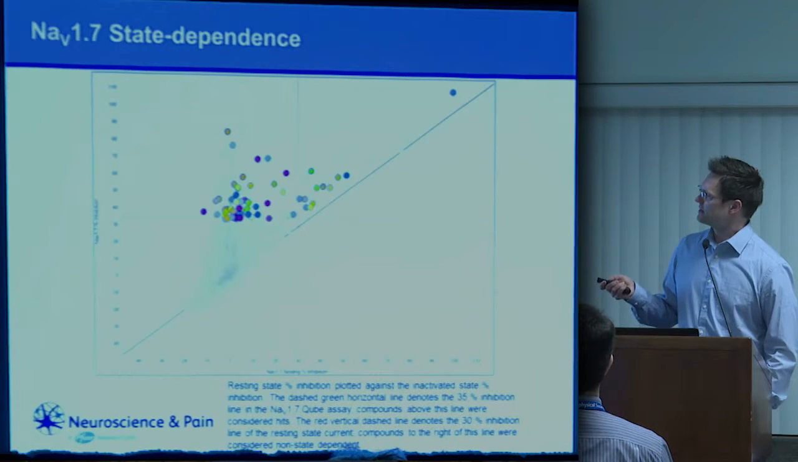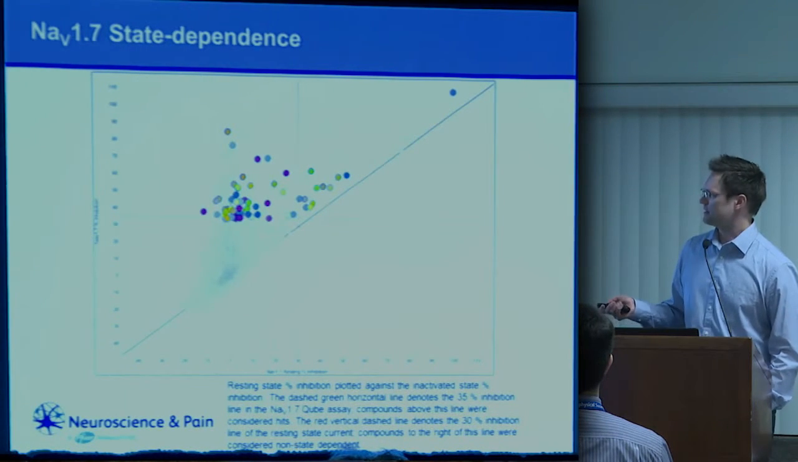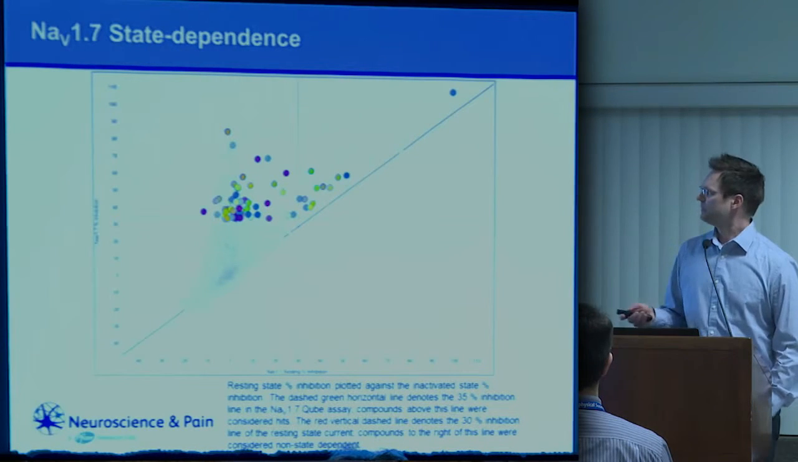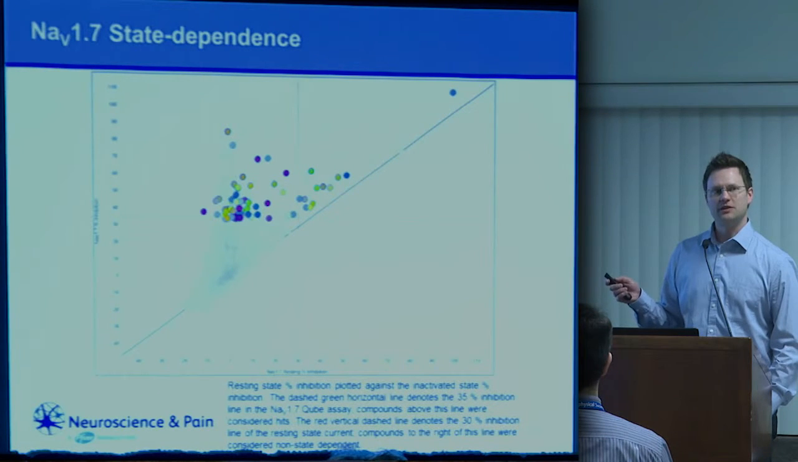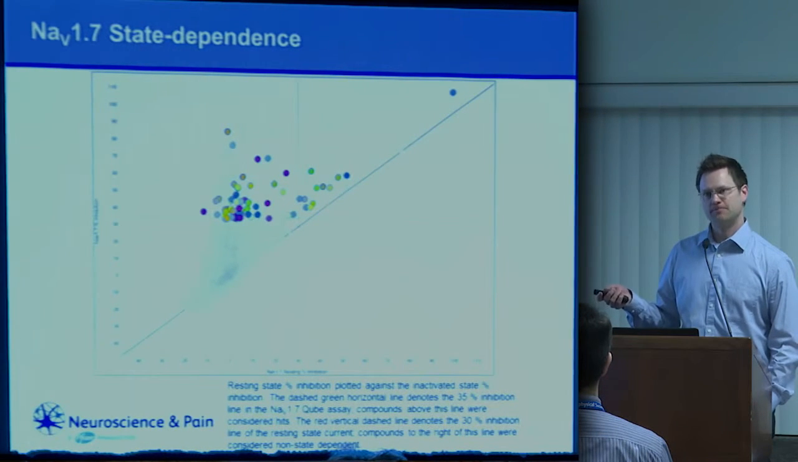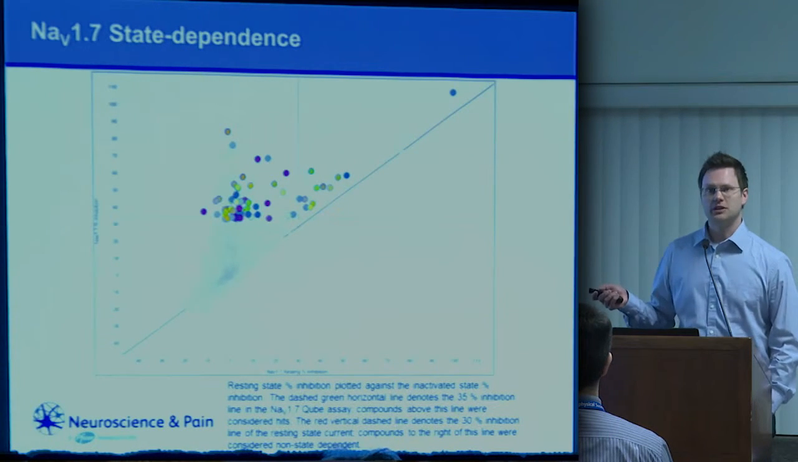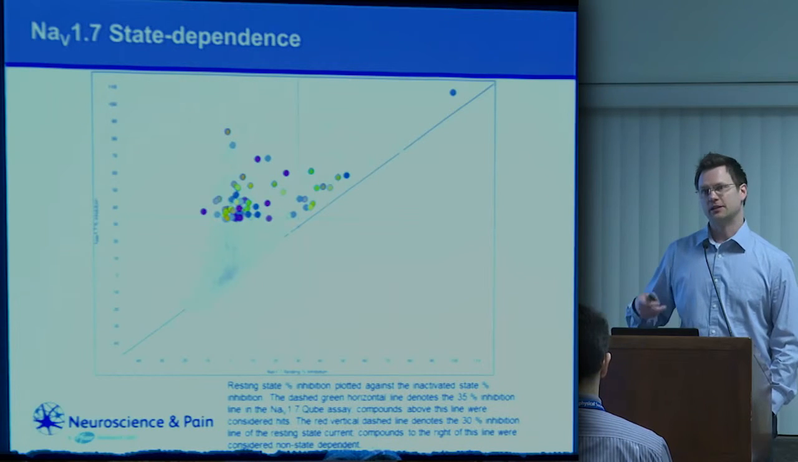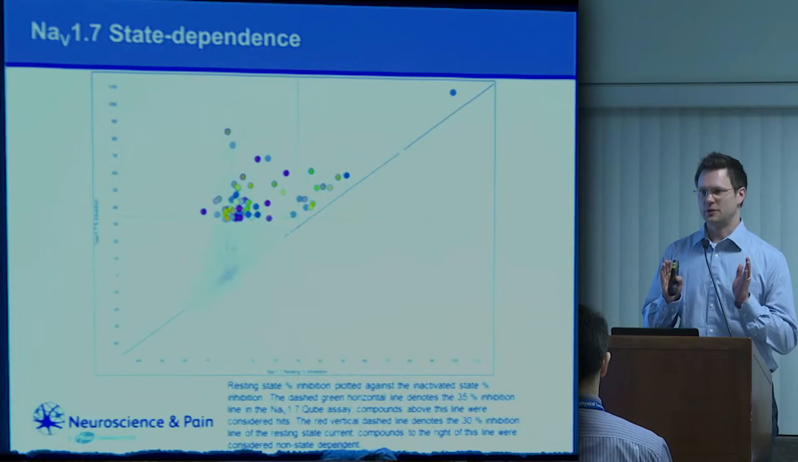So the y-axis is inhibition against inactivated state. X-axis is inhibition against the resting state. And the colored compounds are the ones that were highlighted in the previous graph as Nav 1.5 selective. So you can see that we have a cluster of compounds which appear inactivated state preferring and selective. And we also have some compounds which are blocking both inactivated and resting states and appear selective. So we were able to differentiate two different clusters of compounds.